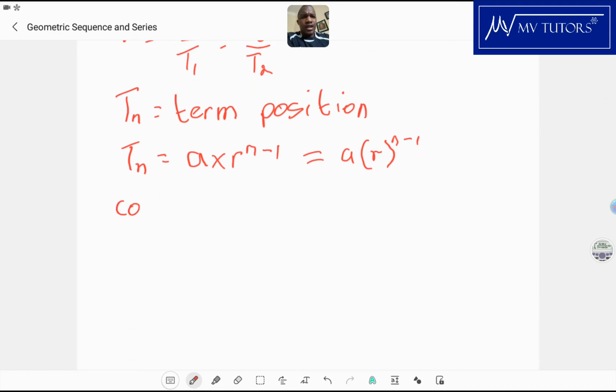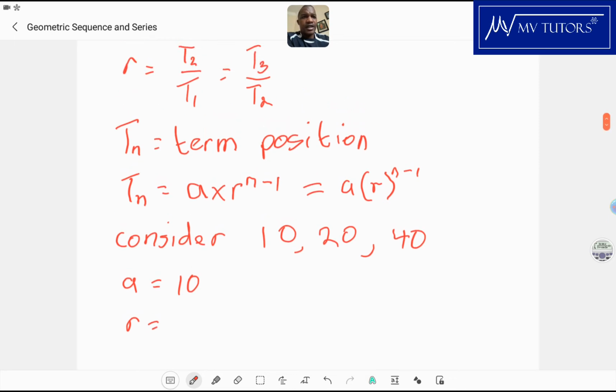Say consider this sequence. Consider you're given a sequence of 10, 20, 40. First of all, we said A, and then we are asked to calculate the formula for any term. So we need A and then we need R. For A, we've already defined it as the first term. For R, we've already defined that it should be term 2. So that's term 1, that's term 2, and that's term 3. Right, so term 2 divided by term 1.